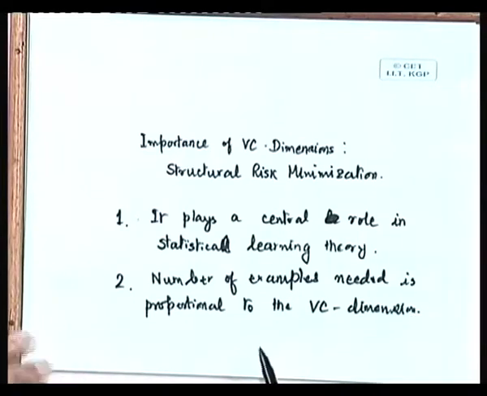In this case, when I say the number of examples needed, I mean it is from the optimality consideration. Ideally zero error, but since we will not be able to achieve zero error, at least we should go in for the minimum error criteria, where the VC dimension plays a very important role.